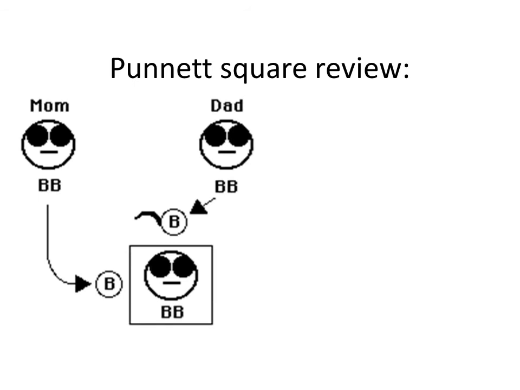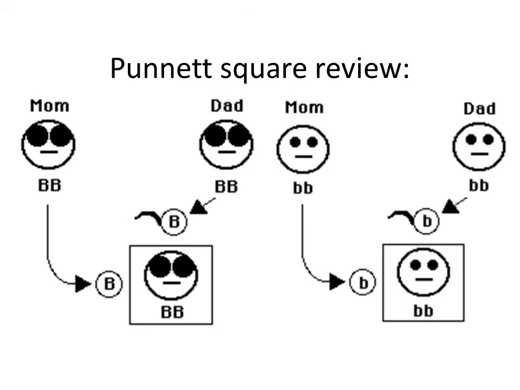So, the Punnett square review. If you have mom and dad, and big sunglasses are dominant, mom gives a big B and dad gives a big B, and the only possible offspring would be an offspring with sunglasses. On the other hand, if not having sunglasses is recessive and mom and dad both are ones without sunglasses, we know they're both little b's, all they could give is little b's. So we have one little b from mom and one little b from dad, and the offspring will 100% of the time be little b, or have no sunglasses.